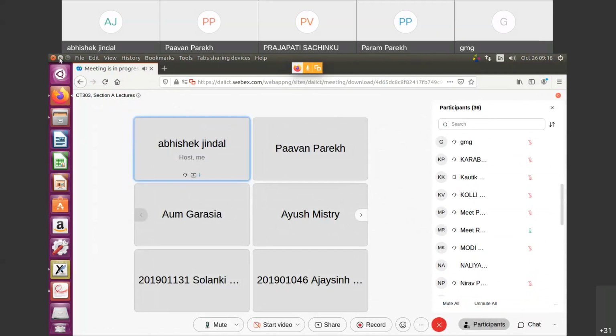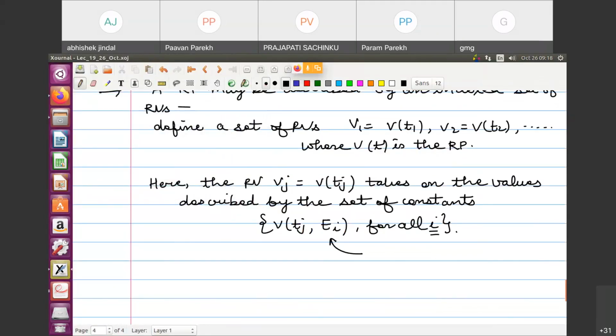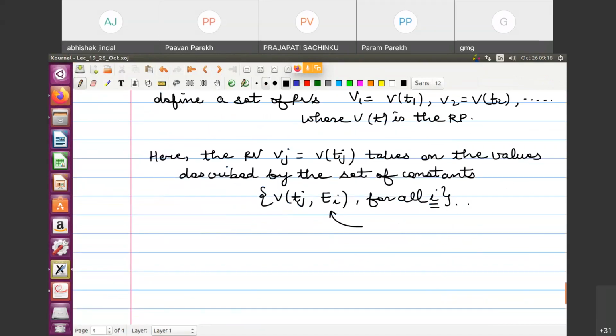You are not audible. If you are saying something, at least you are not audible to me. You can type. So basically, you can type in the chat window. I will just read and then respond.